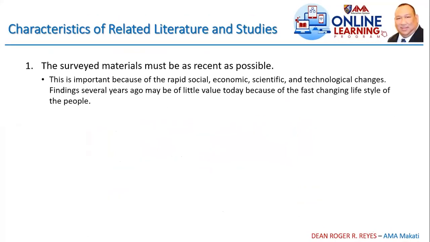Chapter 2 submissions. Now, characteristics. I-summarize natin. Ano ba ang characteristic ng isang maganda, maayos, at scholarly review of related literature studies? The survey materials must be as recent as possible. Diba sabi ko kanina, within the last 5 years.